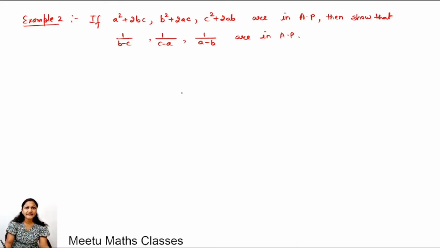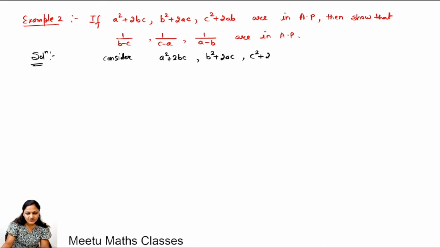Now let us take another example. If A square plus 2BC, B square plus 2AC, C square plus 2AB are in AP, then show that 1 upon B minus C, 1 upon C minus A, 1 upon A minus B are in AP. Now to show that the resulting sequence is in AP, let us consider that you are given A square plus 2BC, B square plus 2AC, C square plus 2AB are in AP.